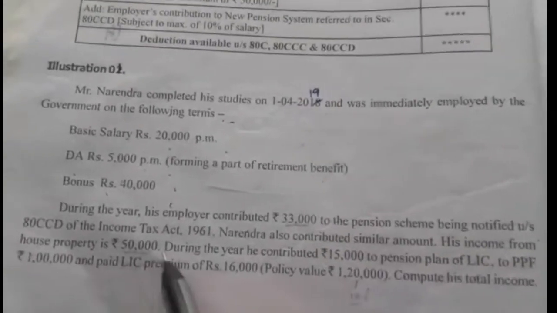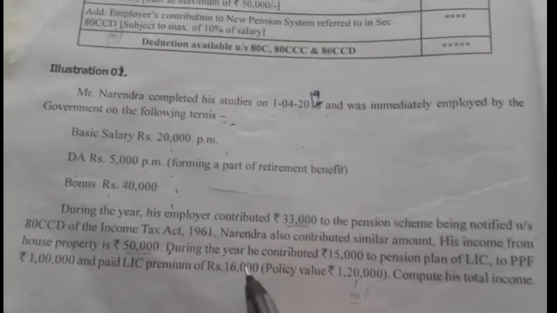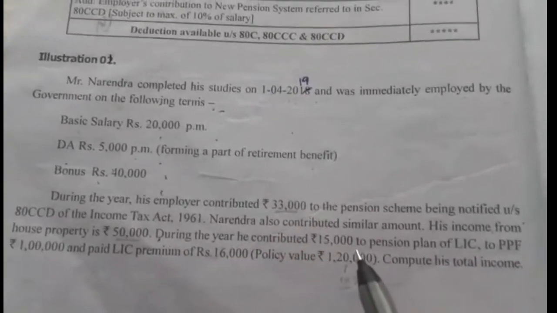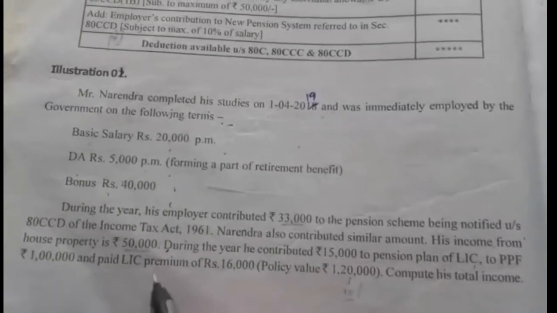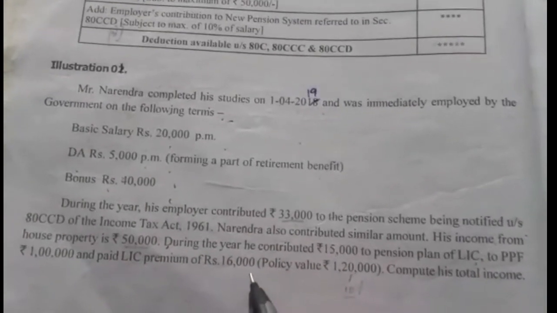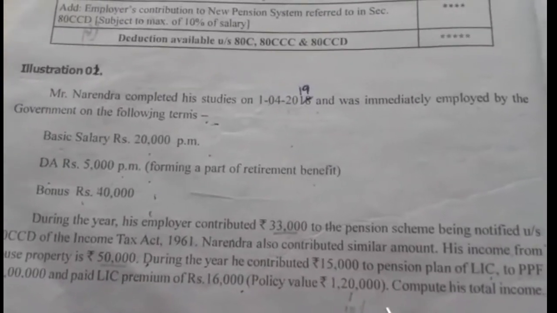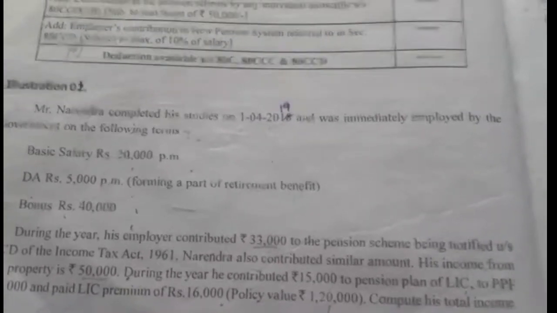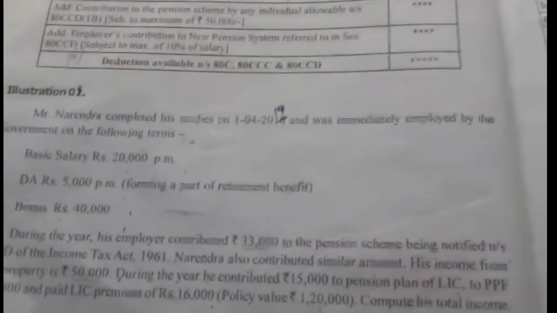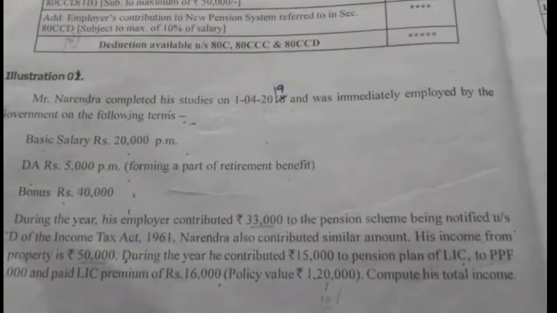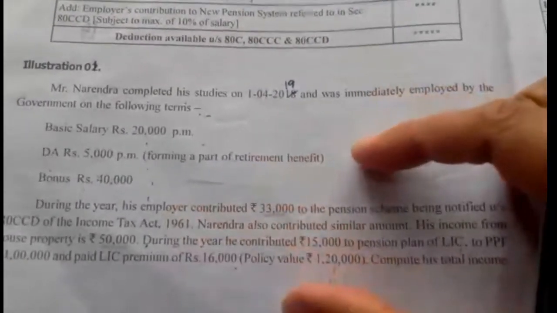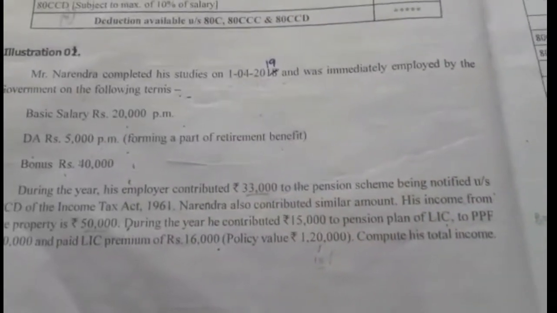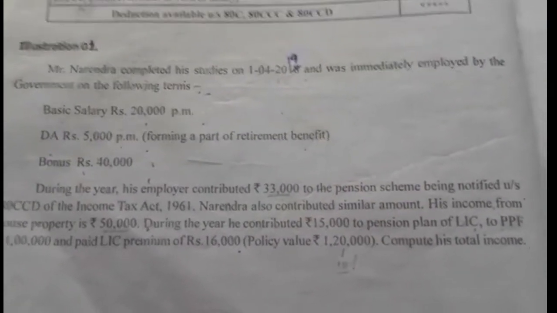His income from house property is rupees 50,000. During the year, he contributed rupees 15,000 to pension plan of LIC, to PPF and paid LIC premium of rupees 16,000. Policy value rupees 1,20,000. Compute his total income. So in this problem, they asked to calculate the total income and they have given information about some of the income and some of the deductions. With the help of that, we have to find the total income.